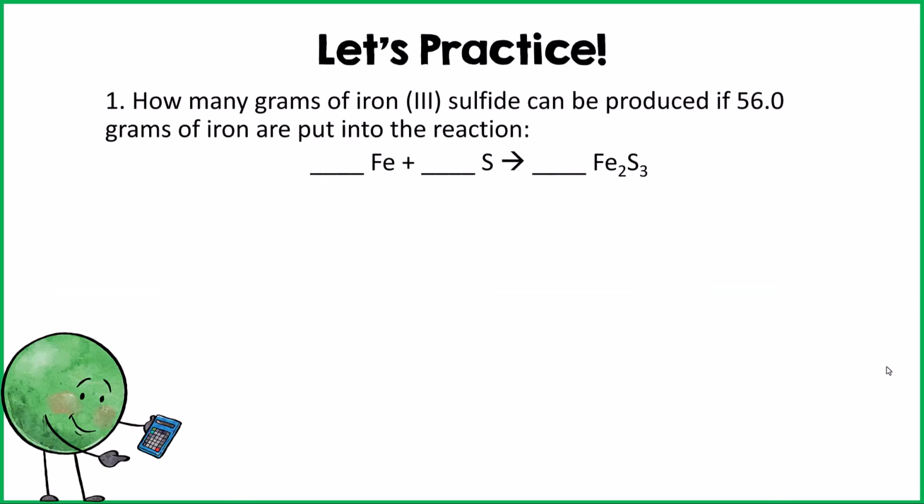So let's practice this. How many grams of iron(III) sulfide can be produced if 56.0 grams of iron are put into the reaction? And here's your equation. So we are starting with grams of iron. That's our known quantity. And we're trying to find grams of iron(III) sulfide. So that is our unknown. And we're going to start by balancing the equation. So pause the video, balance the equation, and then come back.